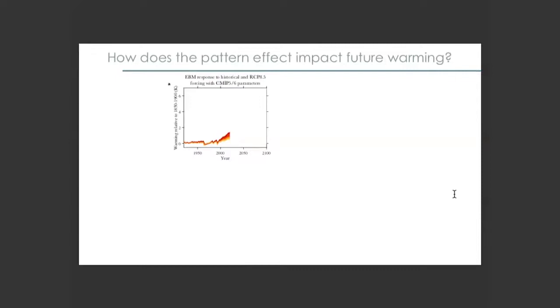What I've done is just taken the Held two-layer model, and I've tuned it to all the CMIP5 and CMIP6 4 times CO2 response functions. So basically tune all the model parameters to match the coupled GCMs. And then I've just run it over the historical record, and I'm going to show you projections for the future under a couple different assumptions.